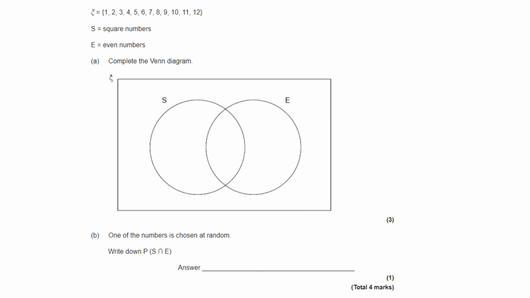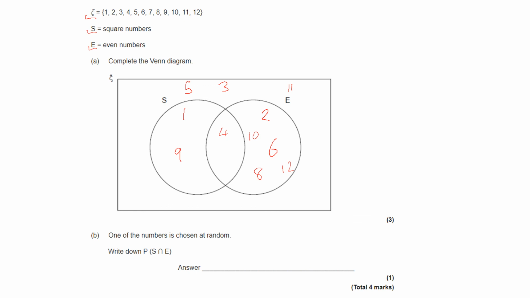So we'll have a look at 2 more questions. We're told our universal set here is all the numbers from 1 to 12. S stands for square numbers, E stands for even numbers, and we just need to complete our Venn diagram. So again, you go through the list and you fill in the numbers. Fairly straightforward, I think, for part A.